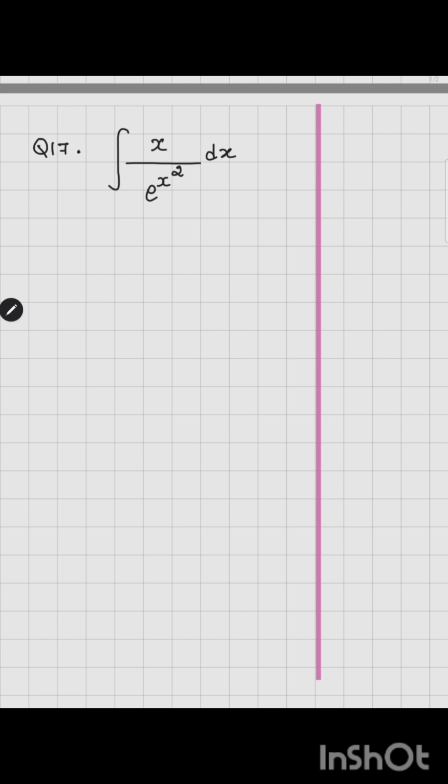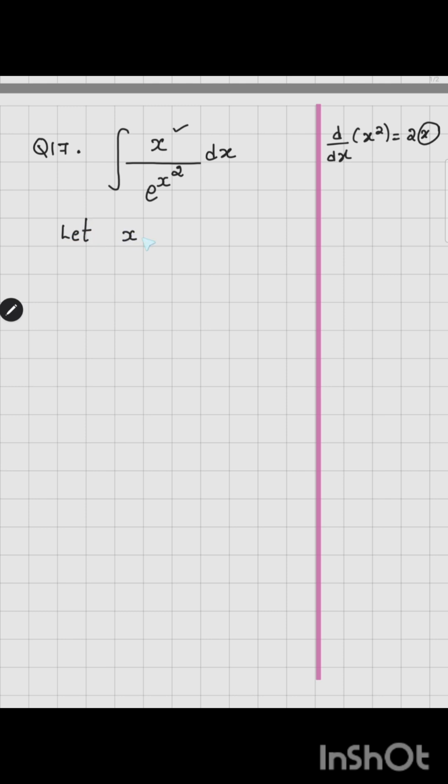We have to find the integral of x divided by e to the power x square with respect to x. So here we have to do the right substitution. We have to choose the appropriate function for the substitution. So now which function must be equated to t so that its derivative is also in the question? So if you differentiate x square, we will get 2x, right? So this x is already in the question, so that's why we will take this x square equal to t.